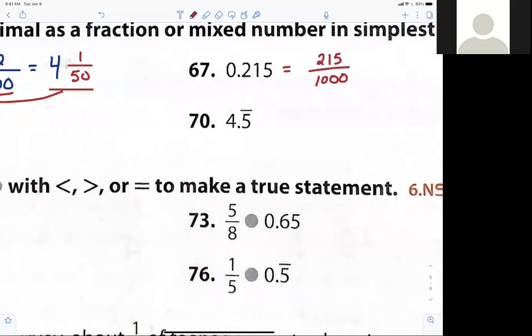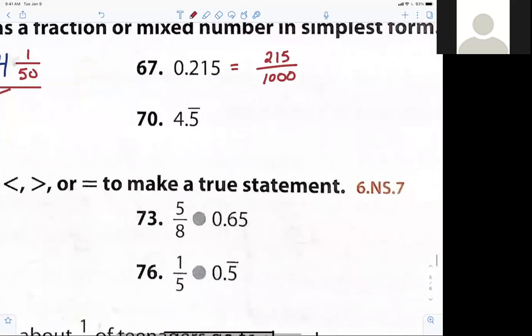What am I doing from here? You divide it by 5. I'm dividing by 5. That is correct. And what is that? 43. 43 over, what is 10 divided by 5? 2, with how many zeros? 2. So yes, 43 over 200. You good with that?